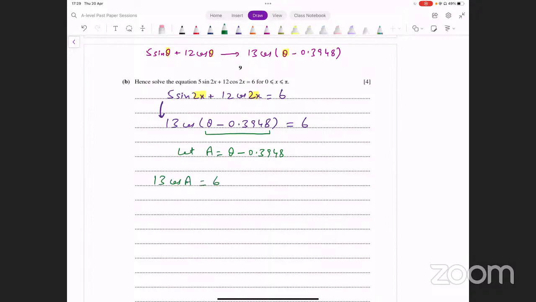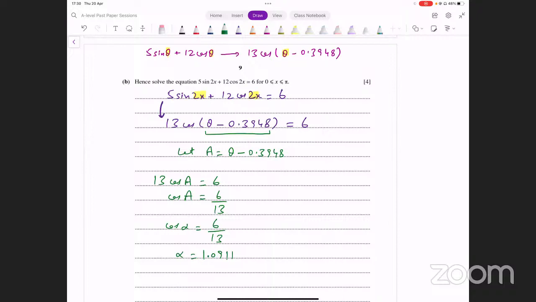We solve this equation first, figure out the values of A, and then we will find the corresponding values for theta from it. Okay. So what does this become then? It becomes cos of A equal to 6 over 13. Find the basic angle. Cos alpha equals 6 over 13. From here you will get the basic angle. Let's see what that turns out to be. Cos inverse of 6 divided by 13. That's giving me 1.091. That's the basic angle that I'm getting. I can have one more decimal place if I want. 1.0911. That's what I'm getting.